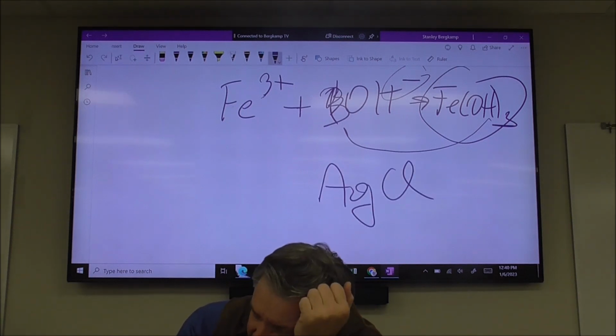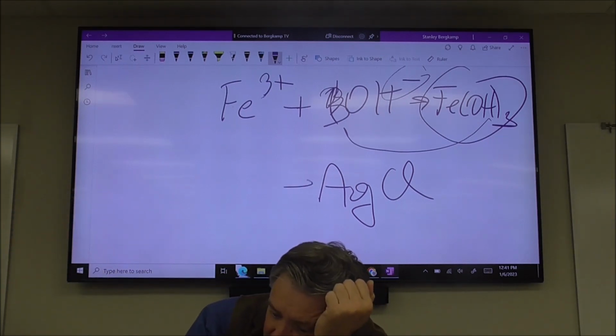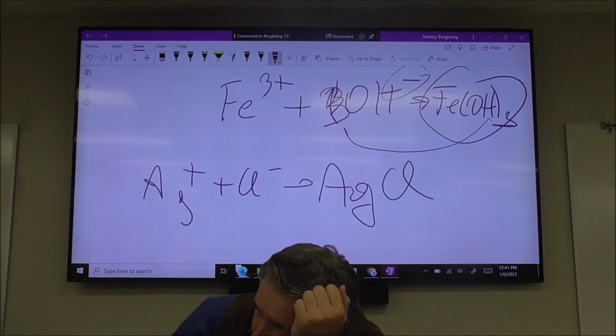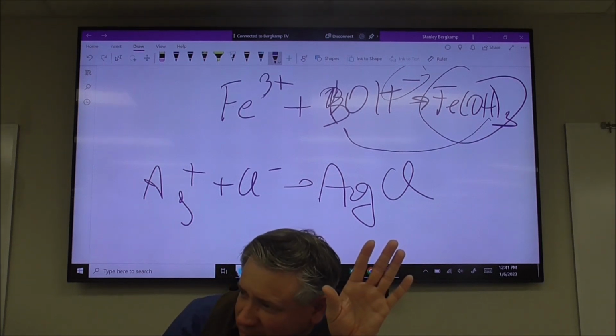Your precipitate is silver chloride, right? What happens here has nothing to do with what happened up above. Okay, that's what I needed to know. So this is just Ag plus Cl minus. That's it. Yep, that's it.